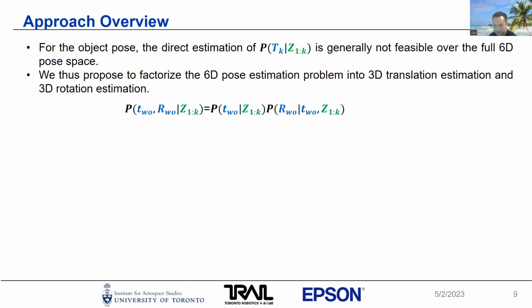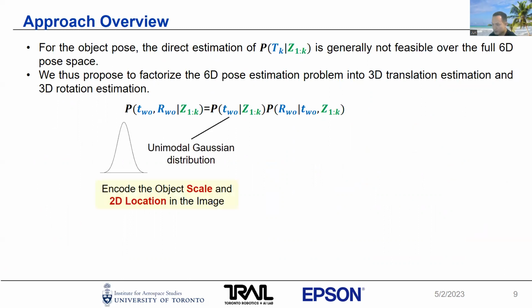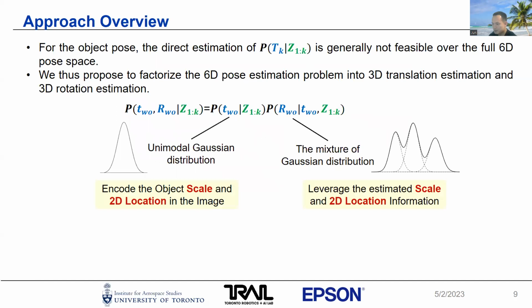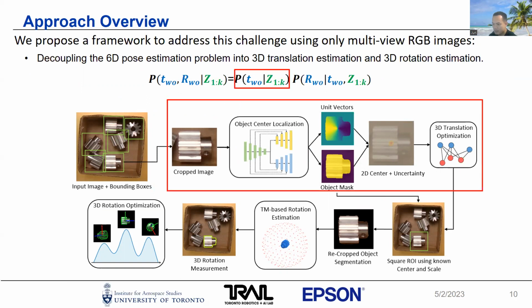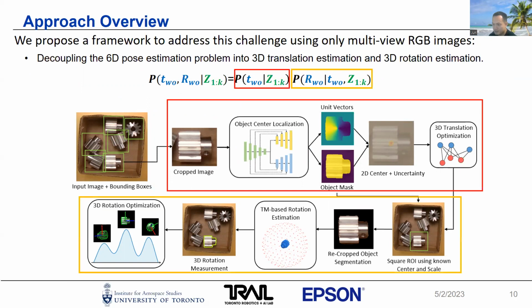For the object pose, direct estimation of the posterior is not straightforward. For the object translation, it's more obvious and can be approximated using a unimodal Gaussian. But for the rotation, because of the symmetry and perspective ambiguities, we have to use a more complicated model, like the Gaussian mixture, to represent it. Here's an overview of our approach. We use a neural network to estimate per-frame measurements and integrate them into a two-step optimization scheme. We estimate the translation first, and this information will then provide the scale and position information for the rotational part.